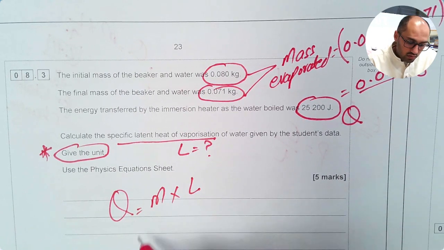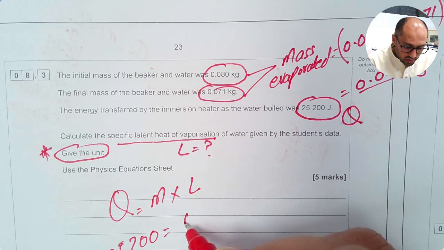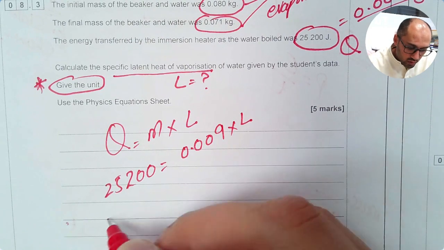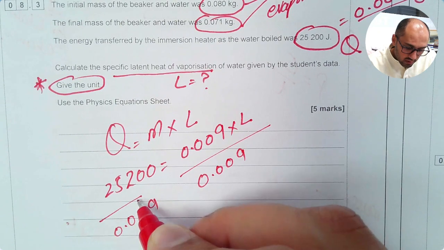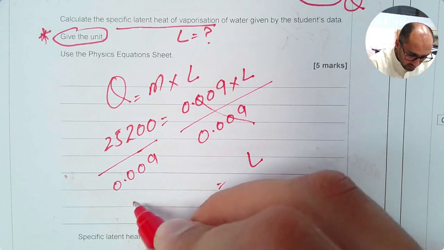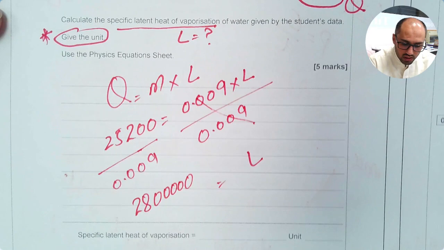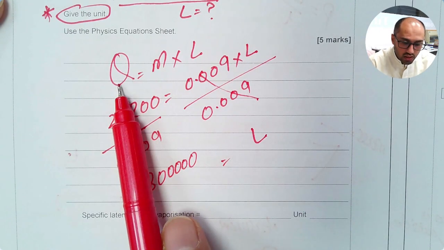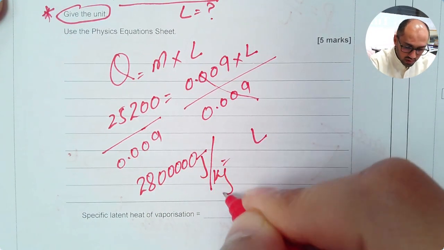I'll say the value of Q is 25200. M is 0.009 and L is not known. All I have to do is divide both sides by 0.009. This will cancel out, leaving me with L being equal to 2, 8, 5, 0. Now it does ask us to work out the unit. So what am I doing? I'm dividing basically energy by mass. So the unit will be joules per kilogram.